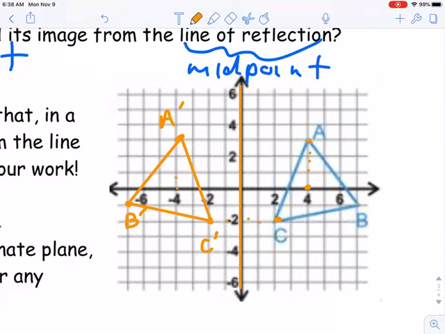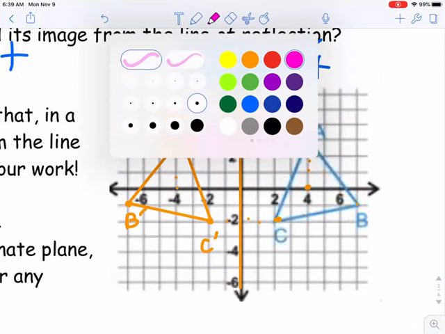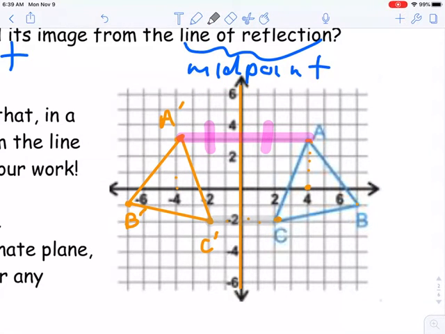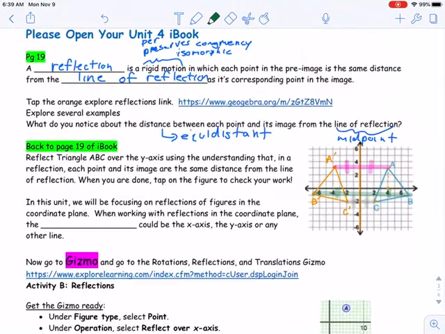And just to clearly emphasize some things, so again, if you're good at counting, you're going to be pretty darn good at reflections. And I'm going to put highlighter marks. These are equidistant. The distance from B prime to the line of reflection is the same as from B to the line of reflection, so on and so forth.